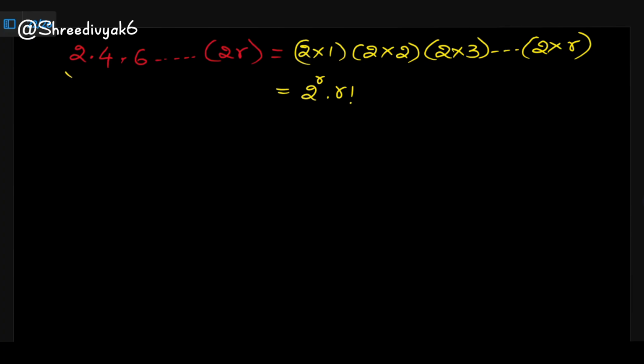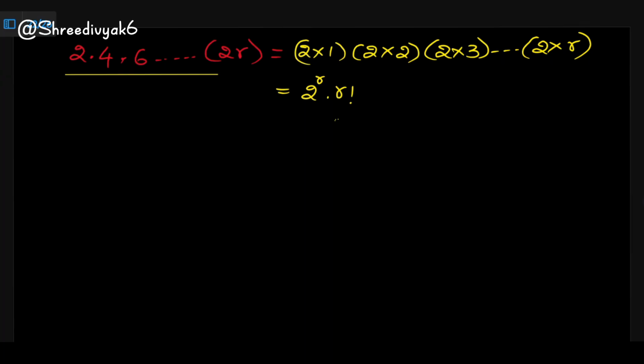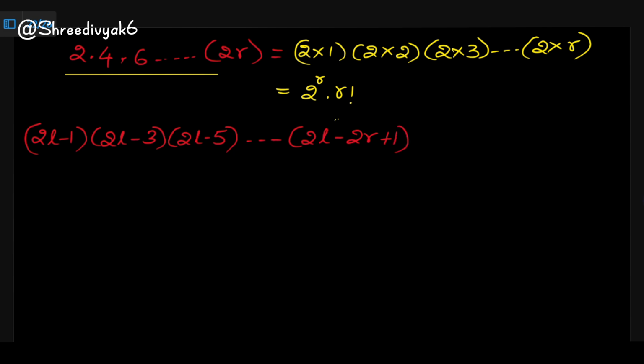Yes, I can write this 2, 4, 6 up till 2r as 2 raised to r into r factorial. Now again you have the other term, that is 2l minus 1, 2l minus 3 up till 2l minus 2r plus 1. So how can I write that now? Yes, just look at that. You have 2l minus 1, 2l minus 3, 2l minus 5. So this is till 2l minus 2r plus 1, till this term.